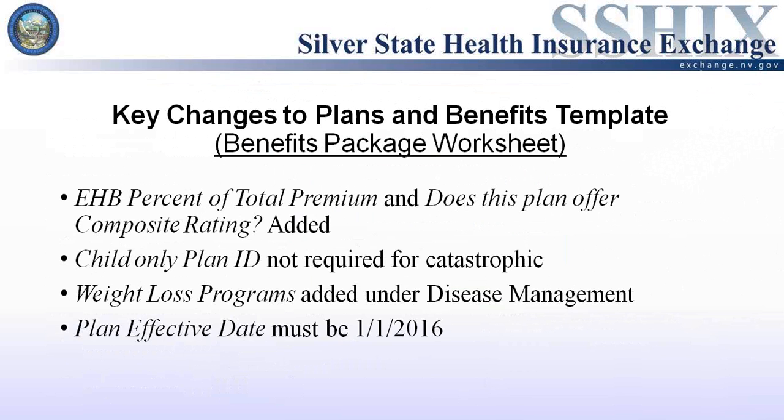There were some changes to the benefits package worksheet within the plans and benefits template, which some of you may already know at this point. The fields EHB, percent of total premium, and does this plan offer composite rating were added. Child-only plan ID is not required for catastrophic plans. Weight loss programs was also an option added under disease management. Keep this in mind, it's very important that the plan effective date must be 1/1/16.